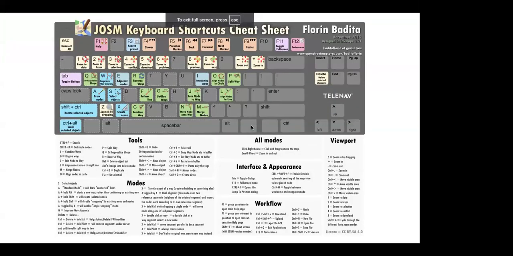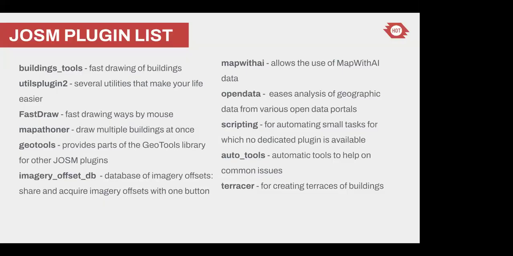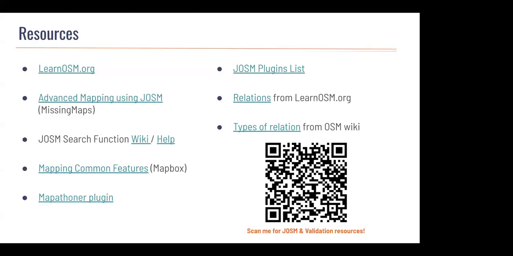Yep. Okay, so this was the keyboard shortcut cheat sheet. And then this is the plugins list. Those first four: buildings tools, utils plugin, and the faster mapathon one. We recommend you get those. They can be really useful, and we demoed all of them today. This is a list of resources. The Missing Maps advanced mapping guide we really recommend you look through. It helped me a lot when I began to use JOSM, along with all of these other resources, and also just the JOSM wiki. If you're ever stuck on something, the JOSM wiki will probably have some sort of answer for you.